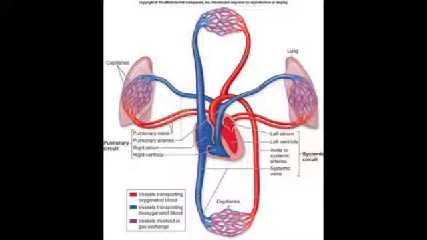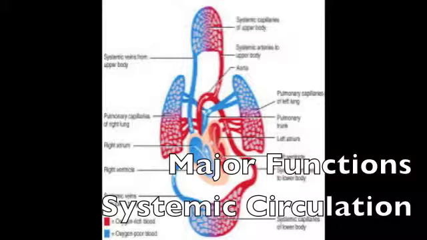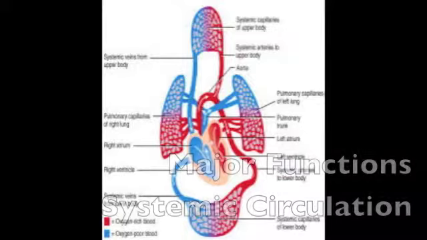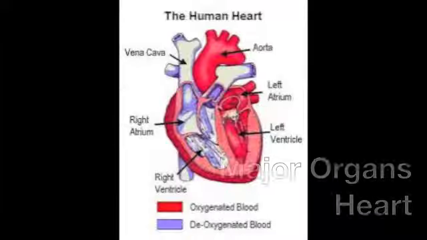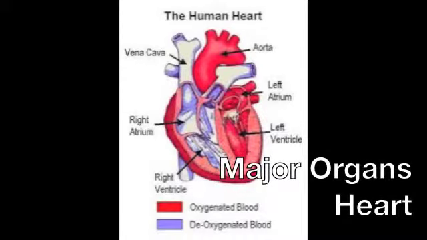Left side of the heart pumps oxygen-rich blood throughout the body and then to the right side of the heart. Systemic circulation is the part of the cardiovascular system which carries oxygenated blood away from the heart to the body and returns deoxygenated blood back to the heart. The heart pumps nutrient-rich blood throughout the body.